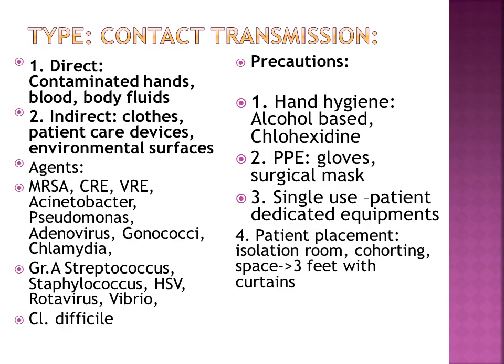So the most important step, first one, is hand hygiene. An alcohol based chlorhexidine mixture sanitizer should be used for the hand rub or hand wash. Then personal protective equipment like gloves, surgical mask. Then single use patient dedicated equipment should be there, and the patient should be placed in an isolation room, or cohorting can be done. So cohorting means when the same group of symptoms is present in many patients, then they can be kept in a room together. So the space should be more than 3 feet. With the curtains you can isolate the patient.